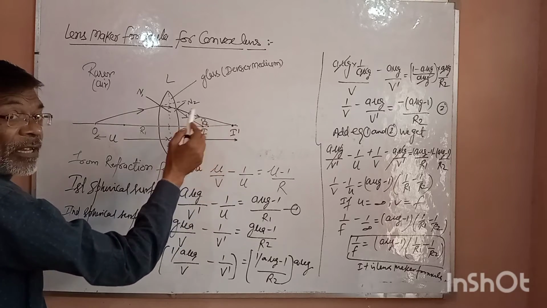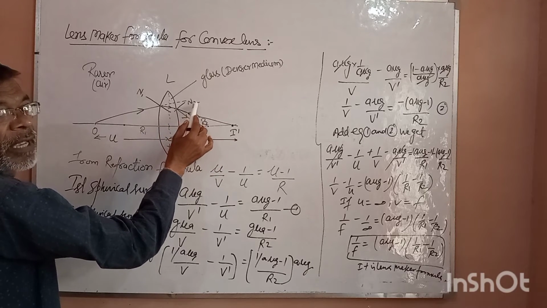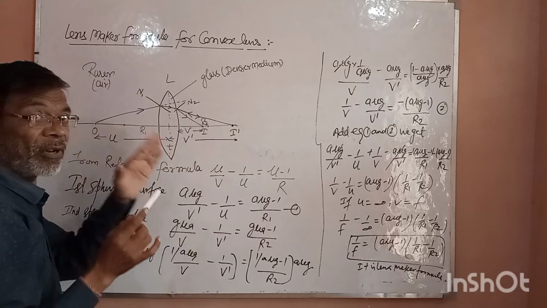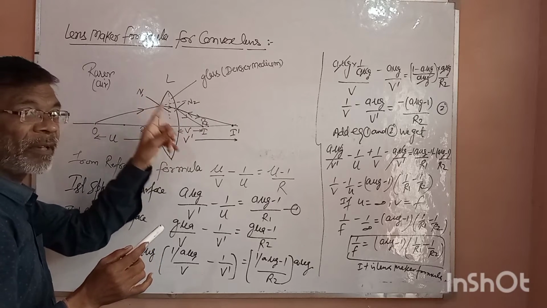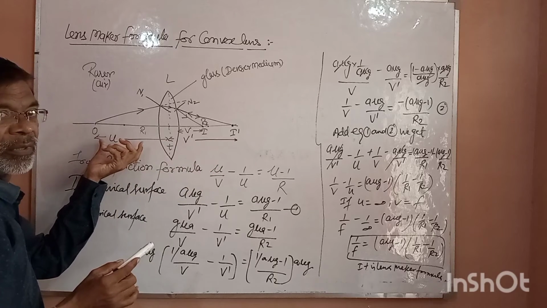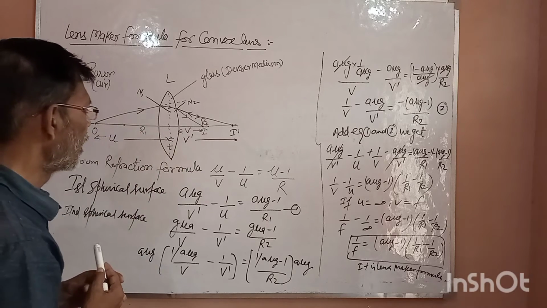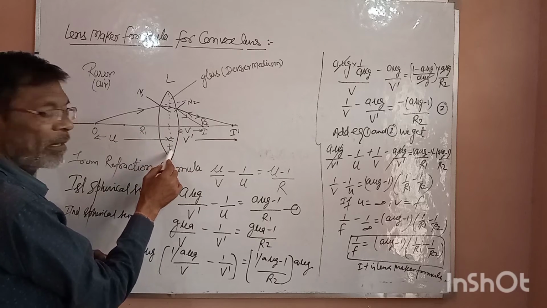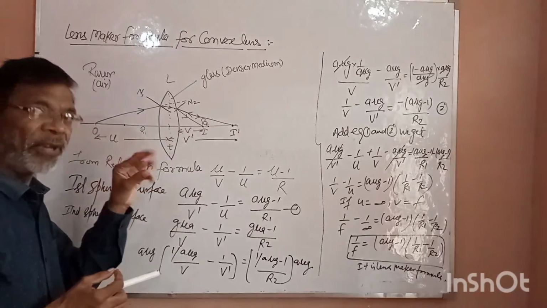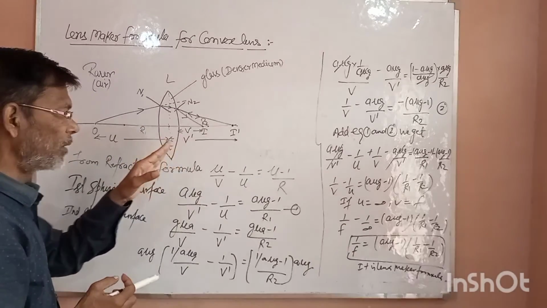It is working as a virtual object for the second spherical surface. I dash is working as a virtual object for the second spherical surface. So that is considered as B dash and that is U. These are the distances from the optical center. Now this is T. T is the thickness of the lens, but the lens is very thin, so we can ignore T in case of a thin lens.